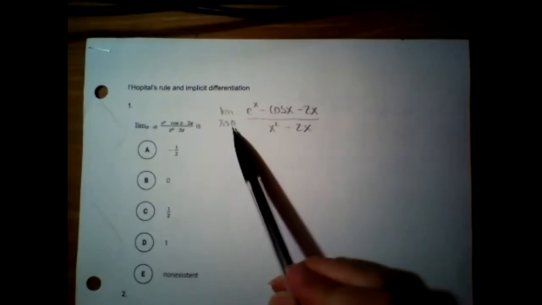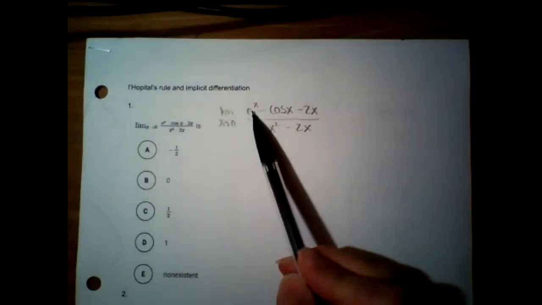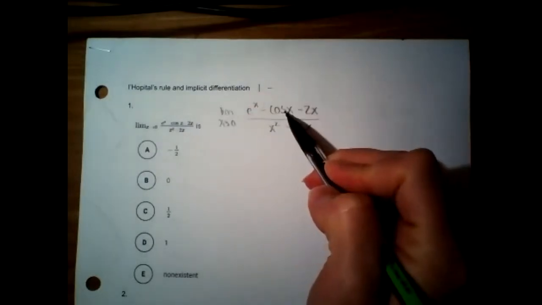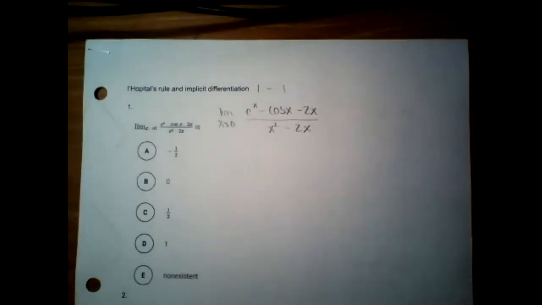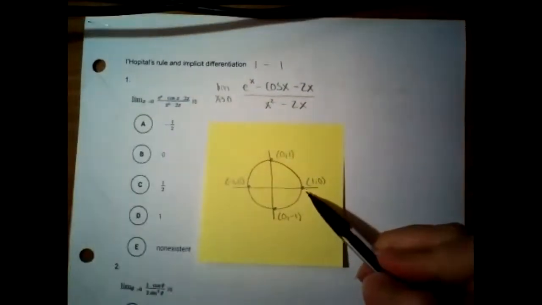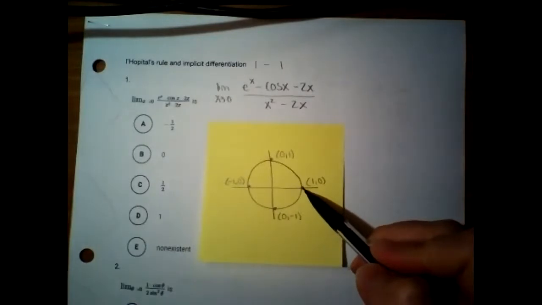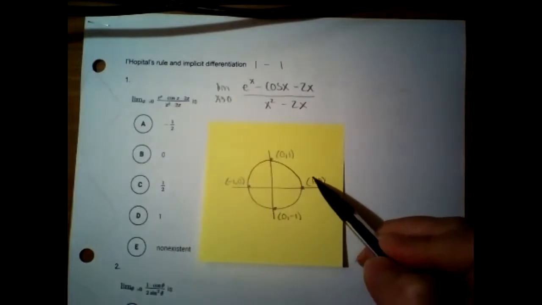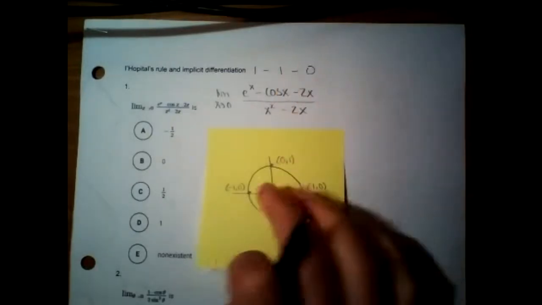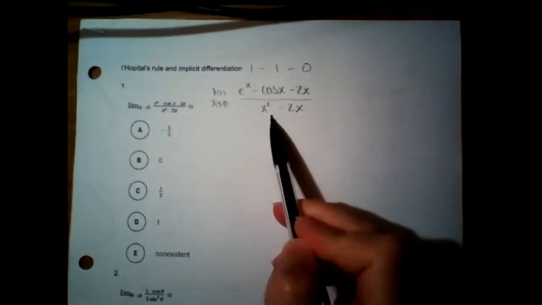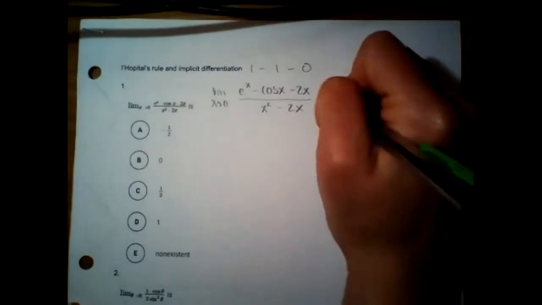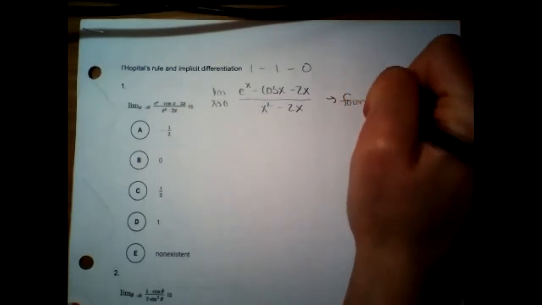So for this one, we're going to start by trying to plug in 0. E to the 0 would be 1. Cosine of 0 would also be 1, and here I will show you on the unit circle. I keep this on a sticky note I can just pull out. Here is 0 radians, right here. Cosine is the x value, so that is 1. All right, minus 0. And then in the denominator, if you plug in 0, you're going to get 0 minus 0, which is 0. So this goes to form 0 over 0.